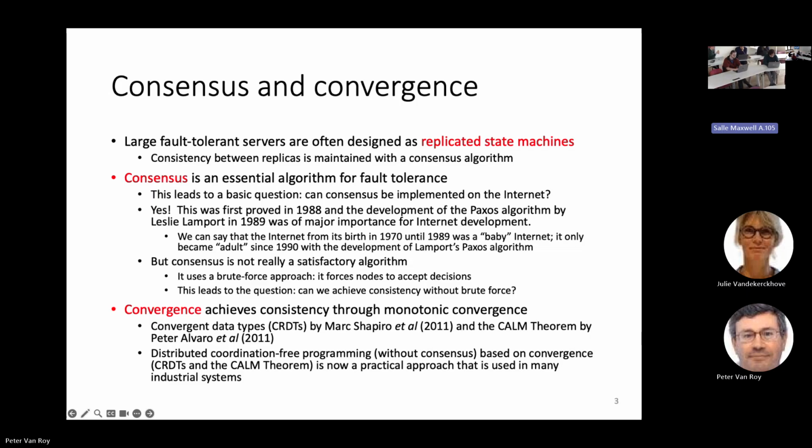But consensus is not really so nice. It's kind of a brute force algorithm. It forces nodes to accept decisions. So the question: can we have consistency without consensus? And the answer is we can. And this leads to another way of achieving consistency through monotonic convergence. The convergent data types, CRDTs, were invented by Mark Shapiro and his colleagues. And the theorem that tells you exactly when this can be used, the CALM theorem, was introduced by Peter Alvaro. And the final point, it's actually used a lot in industry. Okay, it's not just theory.